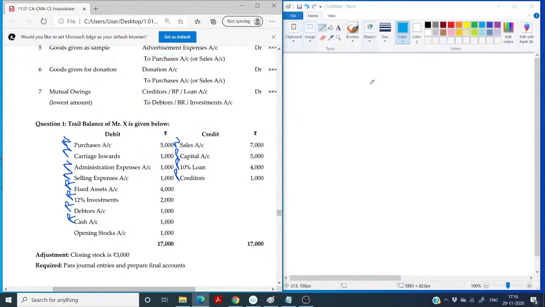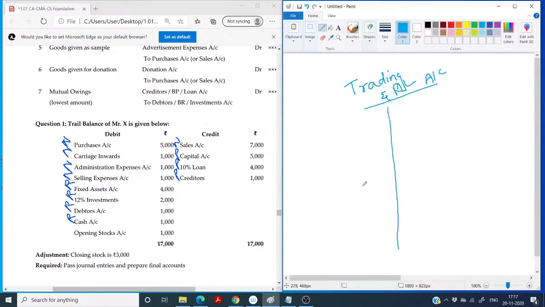Then I taught you the preparation of the trading and P&L account. Apart from that, we have prepared the balance sheet also, right? And I guided you on what things will come in the trading and P&L account as well as the balance sheet.